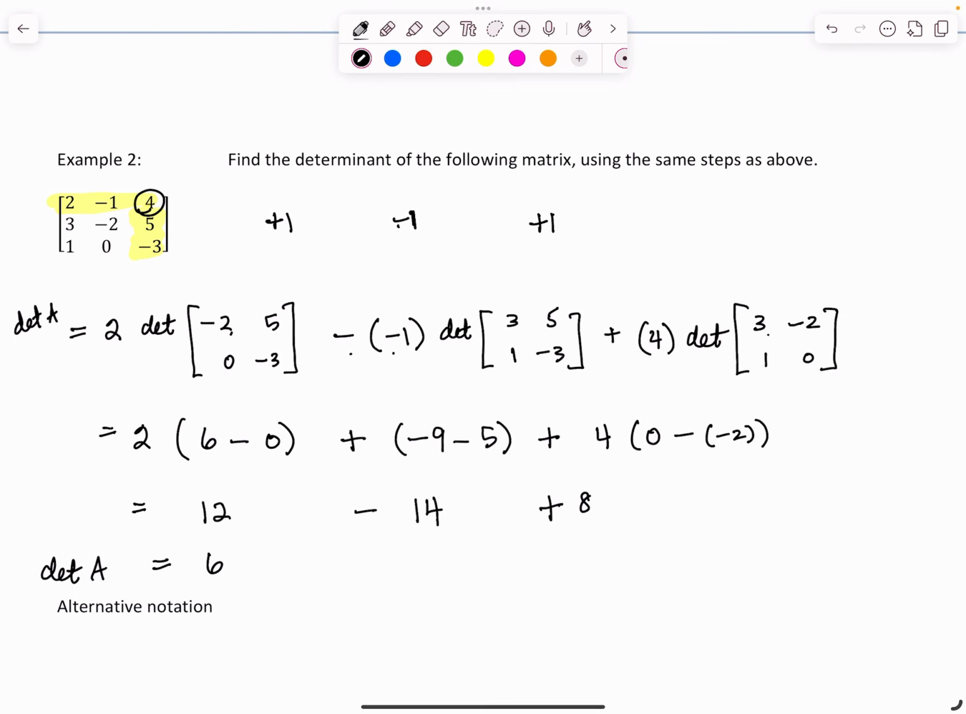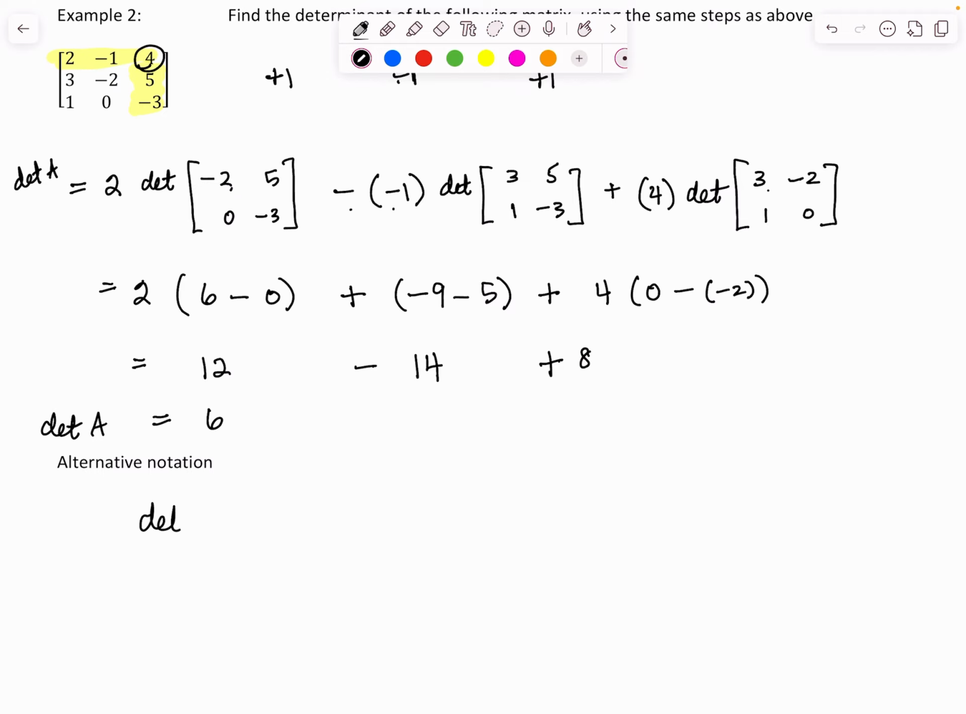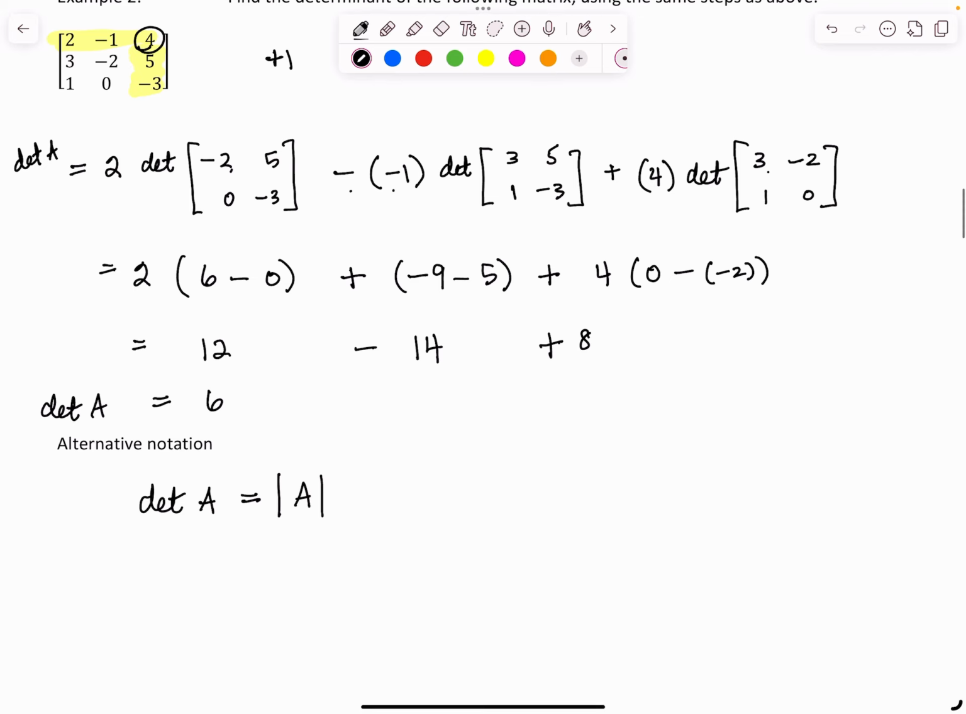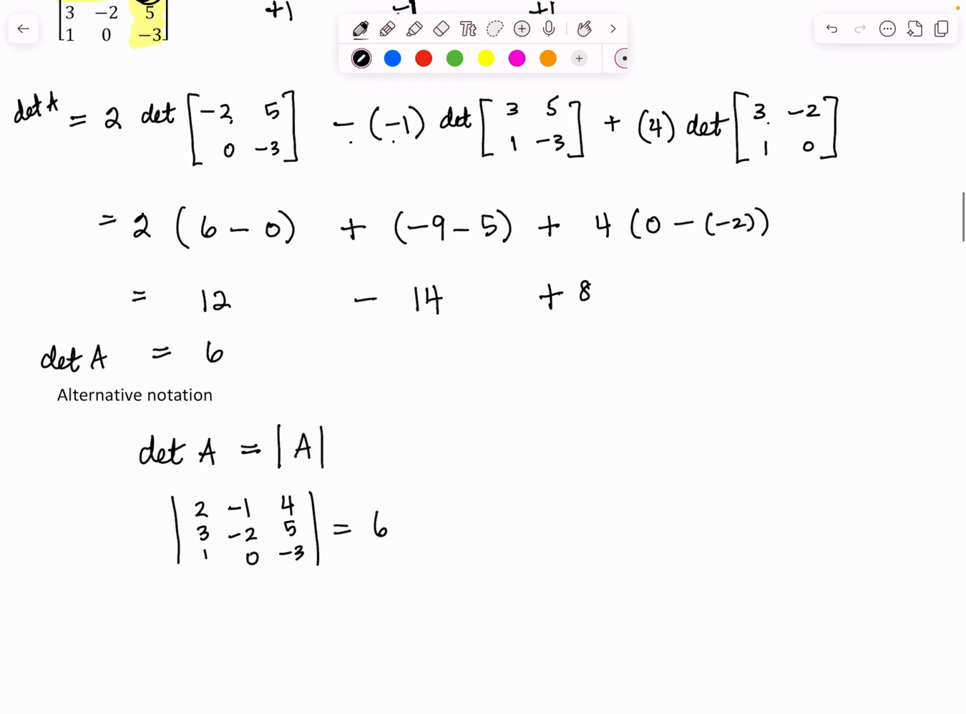is equal to 6. So now there's some alternative notation for determinants. So determinant of A can also be written with these absolute value bars. So for the example I did above, the determinant of 2, 3, 1, minus 1, minus 2, 0, 4, 5, minus 3, we figured out was 6. So I'm going to be using that alternative notation quite often. And in your homework, you're going to see the alternative notation. All right.